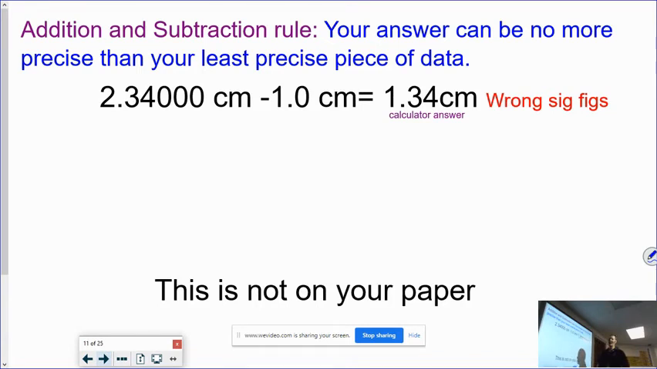Addition and subtraction rule, your answer could be no more precise than your least precise piece of data. This one goes to a great deal of precision. This one stops at the tenths place, so our answer would have to go to the tenths place. So our answer would be 1.3 centimeters.